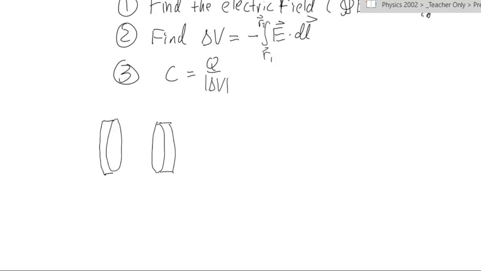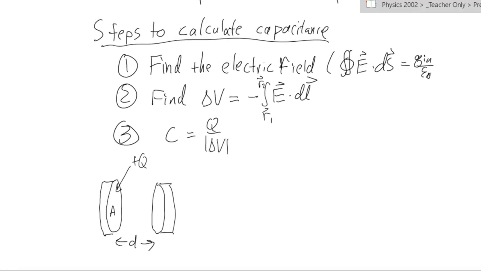And we want to find what the capacitance of the system is. Now, what we'll do is we'll say that we're going to put some positive charge Q on here. This has some cross-sectional area of A, and these plates are separated by some distance of D. So in order to do this, we're going to first start with finding the electric field by applying Gauss's law.